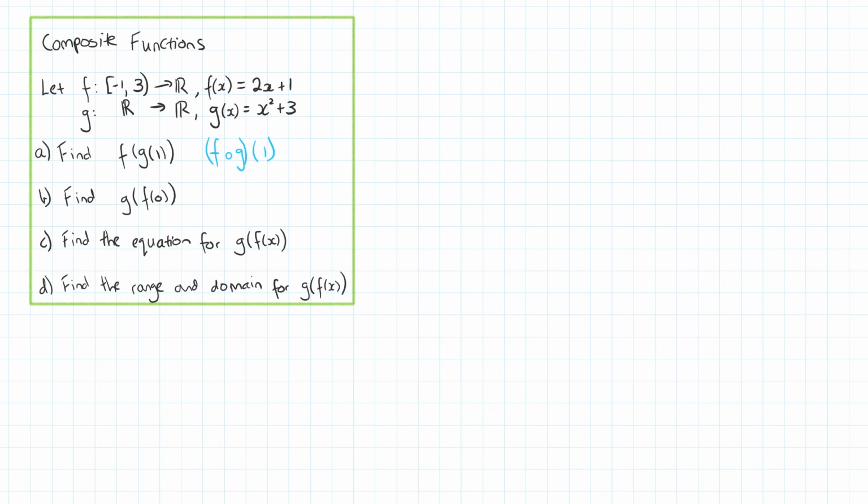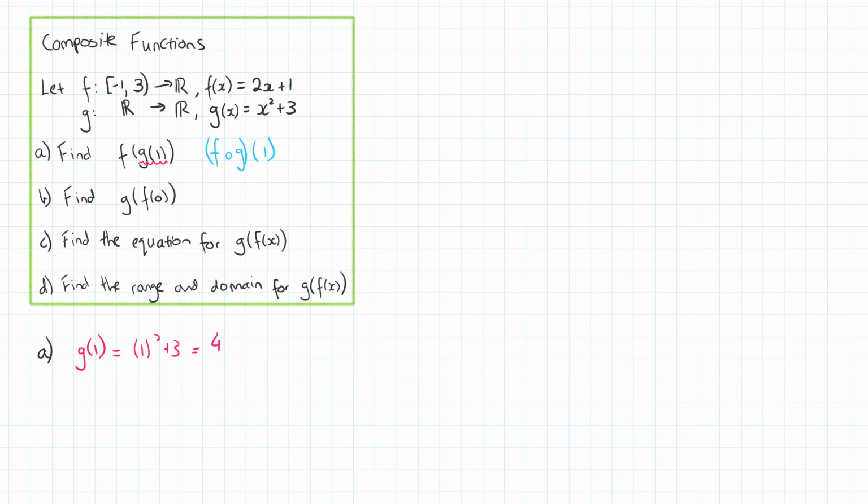Okay, let's talk about what this means. What this essentially means is we're substituting 1 into the function g, taking that answer and substituting it into f. So let's have a look at what happens. For step 1, let's just find what g of 1 is. I'm working out this middle part. So we look at g and we substitute 1 in for x. So 1 squared plus 3 equals 4.